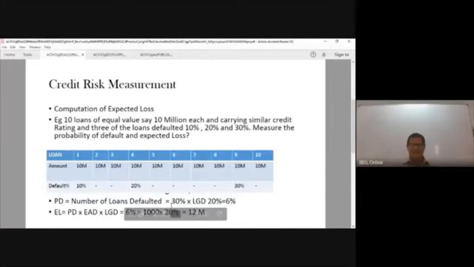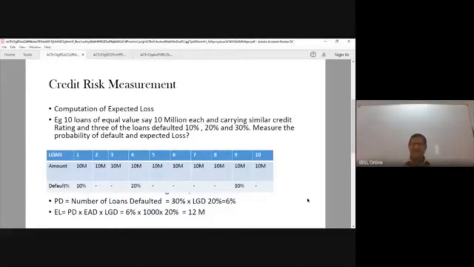If you could remember this: expected loss of a loan is equal to probability of default, exposure at default, and loss given default. EL equals PD into EAD into LGD. Now I told you that it's difficult to understand when you say it like that. So I said I will do a computation slide for you to understand.